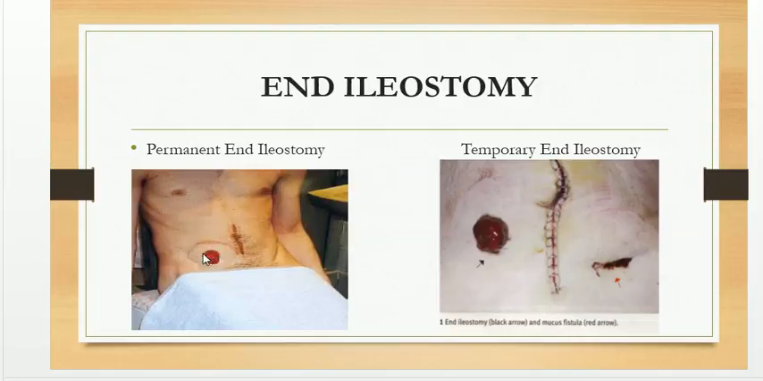Here you can see this is a permanent end ileostomy. The end of the ileum has been brought out as an ileostomy. You can see the spout of the ileostomy, which is raised from the skin. It's a temporary end ileostomy. And in this case, you can see another opening in the left iliac fossa. This is basically a mucous fistula.